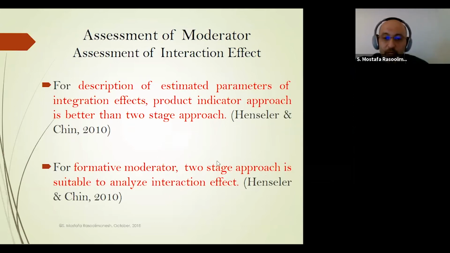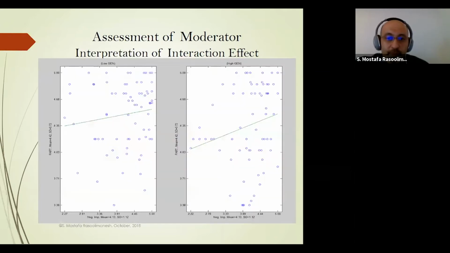If you have a formative, you have to use two-stage. This one is a bit confusing for your level. Just skip it.